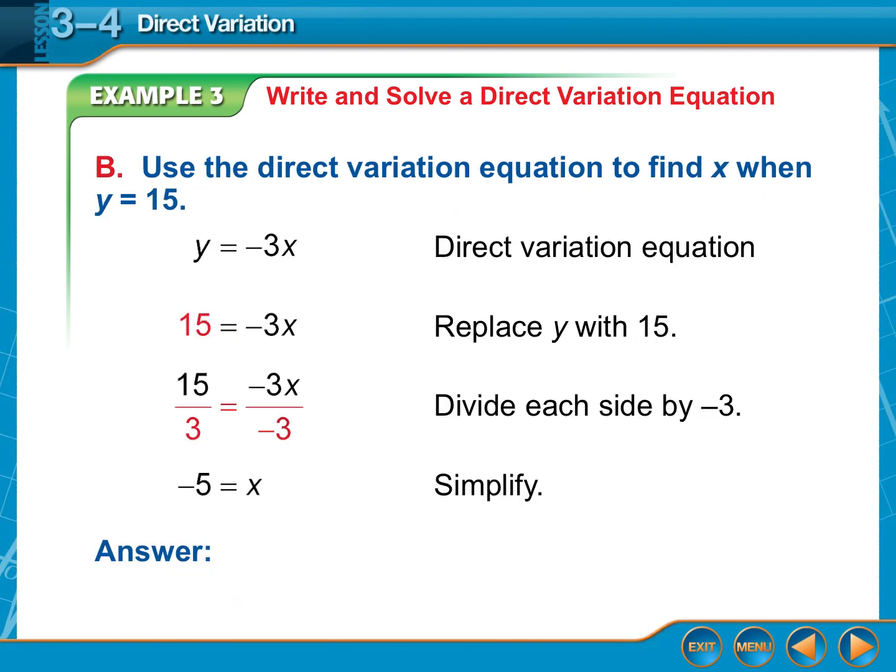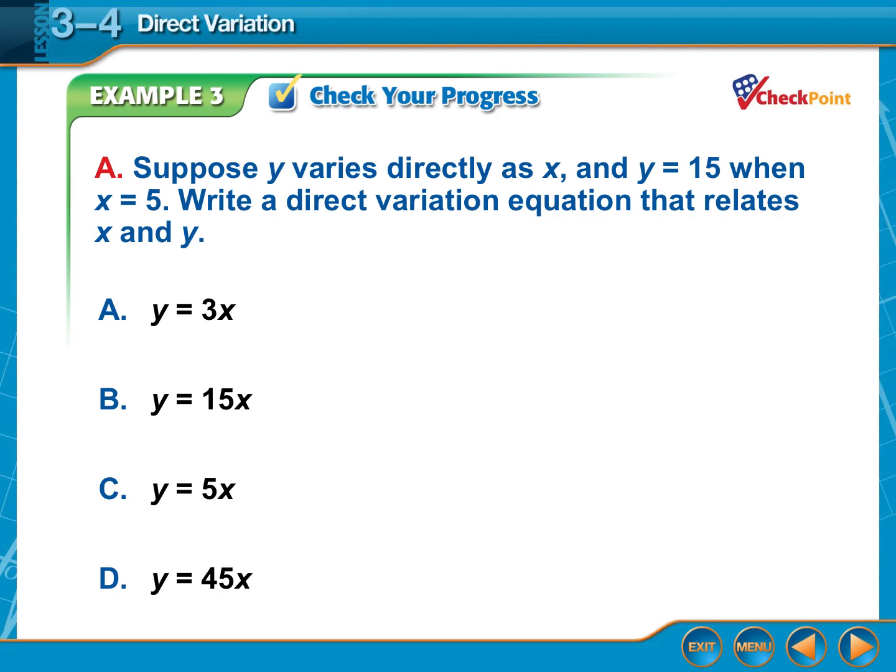Okay? Any questions with this so far? Am I going too fast? All right, so suppose y varies directly as x and y equals 15 when x equals 5. Write a direct variation equation. What is our direct variation equation? Without the numbers, what is our general equation? Y equals k times x, or kx.